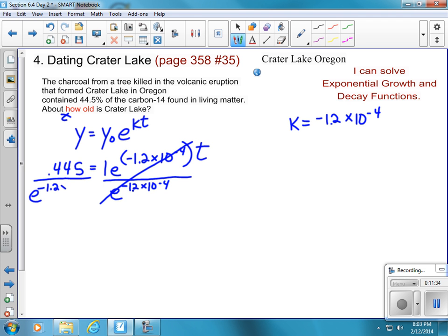How old is Crater Lake, you might ask? Well, if you put this in your trusty calculator, you'll find out that Crater Lake is, oh gosh, I can't read my own writing. I think it's 6,747 years old. Please check that number. It might be 6,147. Just to be sure.